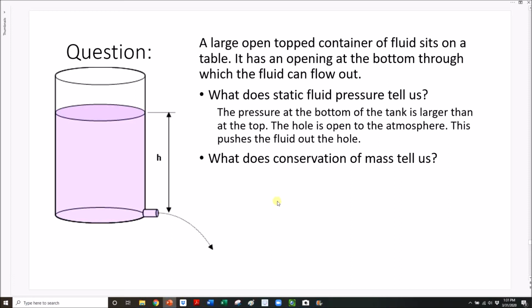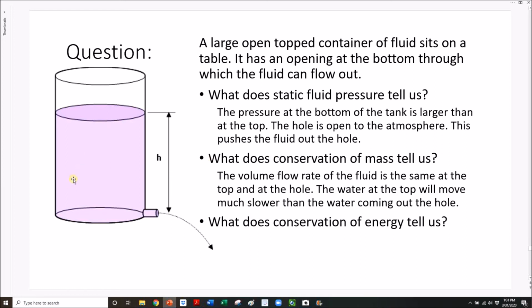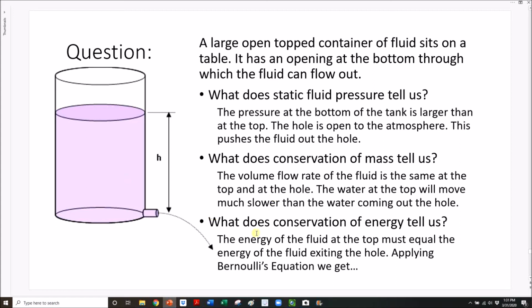What does conservation of mass tell us? All right, so the water here is flowing down, the water here is flowing out, so it's moving. Because there's a big cross-sectional area here and a small cross-sectional area here, the velocity coming out is much greater than the velocity of the water moving down the container. So what does conservation of energy tell us? Well, that's Bernoulli. The energy in the fluid at the top must be equal to the energy of the fluid coming out the hole, and so we need to apply Bernoulli's equation.